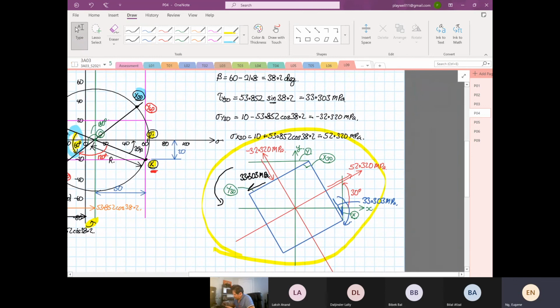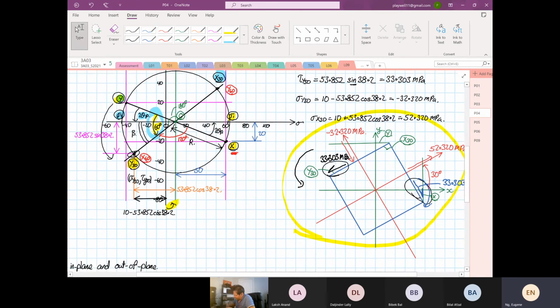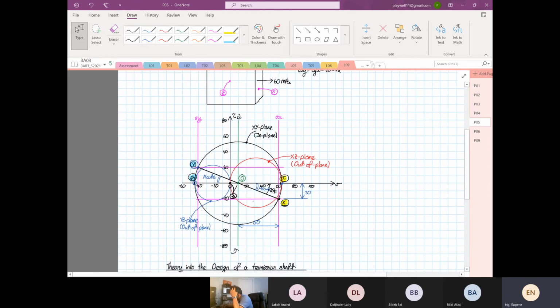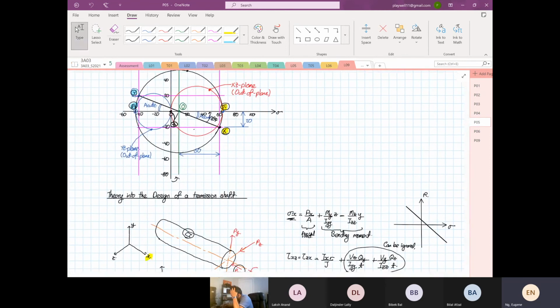Then the tricky part is the direction of the shear stress. If we focus on Y30 over here, the element rotation is anti-clockwise. So for anti-clockwise rotation, Y30 has to be in that direction. The normal stress, a lot of you don't have a problem with; the shearing stress is the issue. So this is on 2D Mohr's circle. Then we did briefly 3D Mohr's circle.